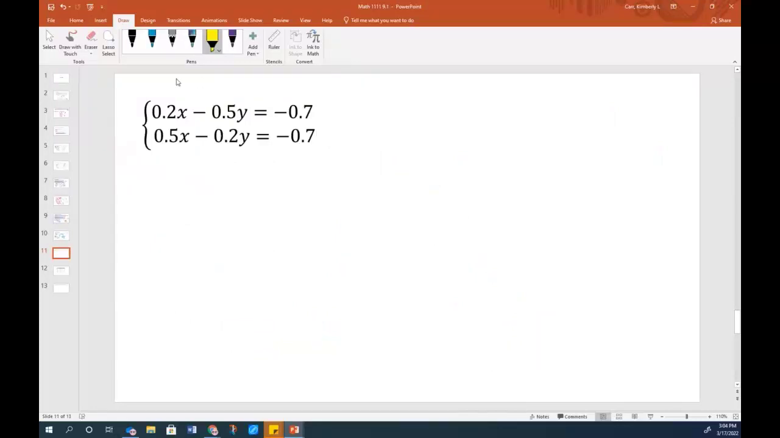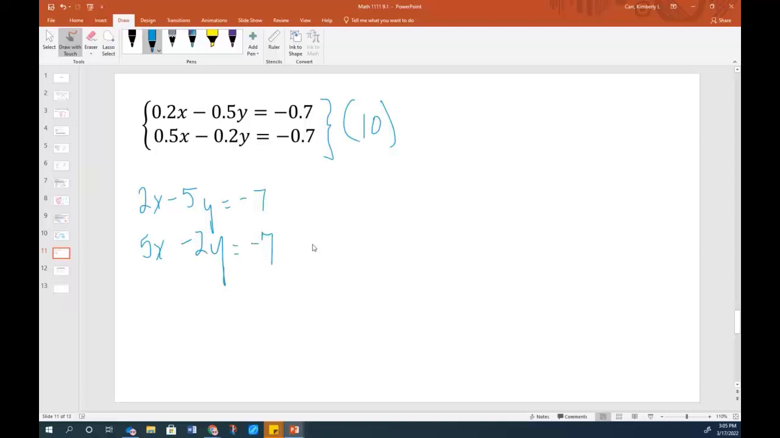Here we are on this slide. I can do the same kind of thing here. I've got all these decimals, and I really don't like to work with decimals. So what I'm going to do is multiply all of this stuff by 10, because these are in the tenths place. And what that effectively does is move all of my decimals over one spot to the right, and then I won't have to write down all the zeros or decimals. And it will become 2x minus 5y equals -7. 5x minus 2y equals -7.